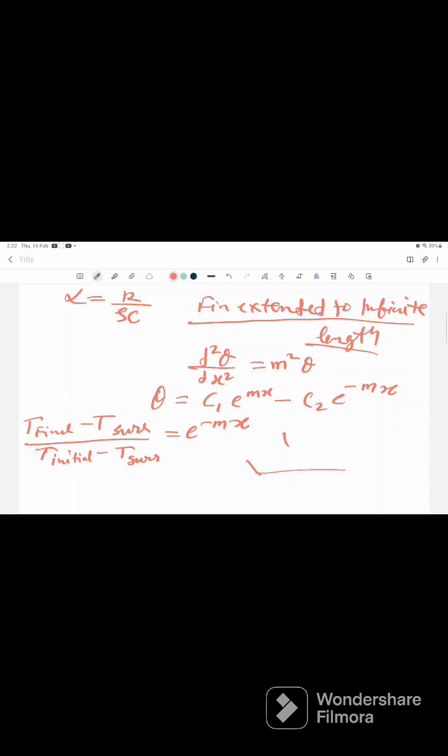Fin, we know, extended to infinite, extended. T naught is temperature, this is x.